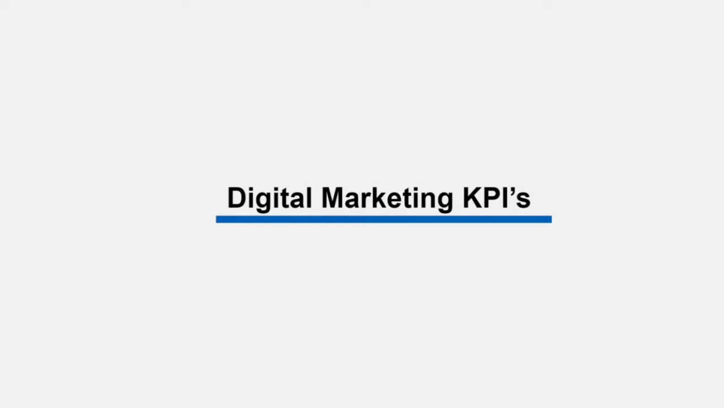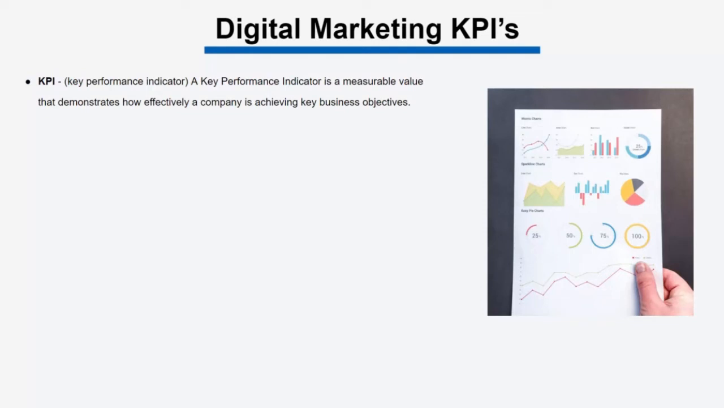In this video, we're going to cover the digital marketing KPIs. Now, the KPIs, these are key performance indicators that essentially give us an understanding of how well our campaign is running. So let's take a look at what a KPI is. This is a key performance indicator. And what this is here is a measurable value that demonstrates how effectively a company is achieving key business objectives.